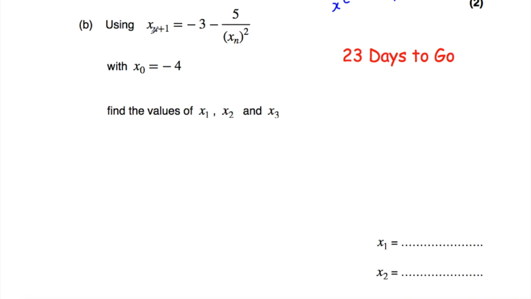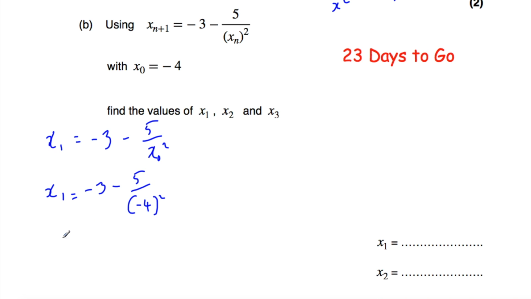Okay, let's have a look at part B. We've been given this iteration formula: x(n+1) equals negative 3 minus 5 over xn squared. And we've been asked to start with x0 equals negative 4, and to find x1, x2, and x3. So x1 will be equal to minus 3 minus 5 over x0 squared. So we're going to substitute negative 4 into this, and we get x1 is equal to negative 3 minus 5 over minus 4 squared.